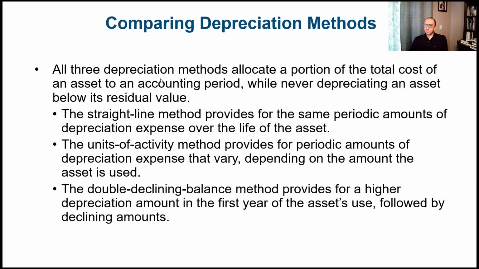One last comparison here: all three depreciation methods allocate a portion of the total cost of an asset to an accounting period, while never depreciating an asset below its residual value. The straight line method provides for the same periodic amounts of depreciation expense over the life of the asset. The units of activity method provides for periodic amounts of depreciation expense that vary depending on the amount the asset is used. And the double declining balance method provides for a higher depreciation amount in the first year of the asset's use, followed by declining amounts. Let me stop here.